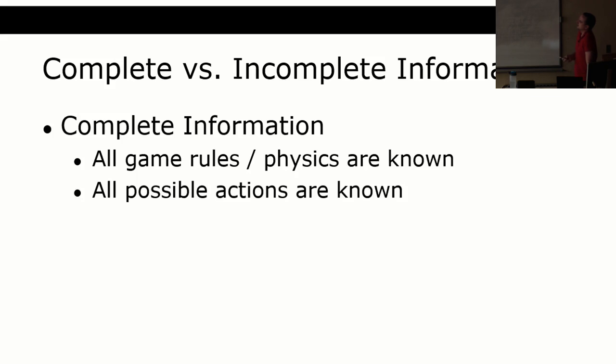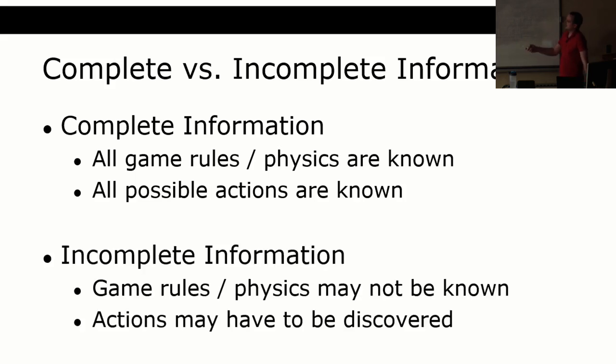Next is complete versus incomplete information. So before there was perfect versus imperfect information, where that meant how much of the state you can see. Complete versus incomplete information is a little bit different. Complete information means all the game rules and the physics of the environment are known, and all the possible actions are known.